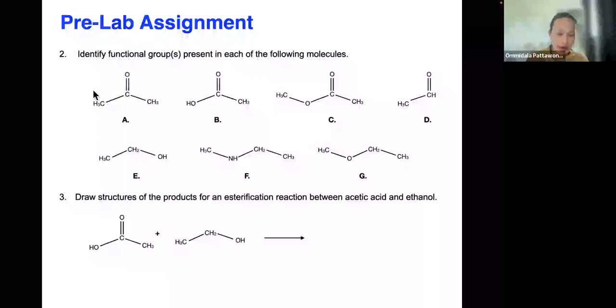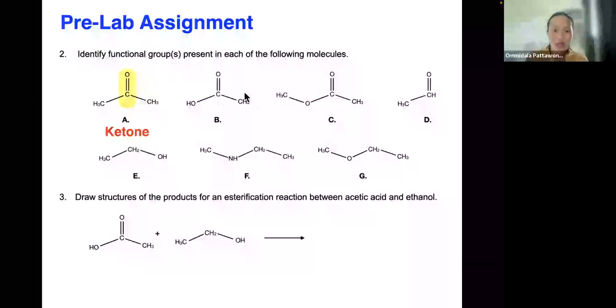What you are going to do is look at the hydrocarbon first. These two are what we call hydrocarbon. This is not hydrocarbon, so it's not only carbon and hydrogen. This is what we call a functional group. Carbon double bonded to oxygen is a functional group. This functional group is what we call ketone. So this is ketone.